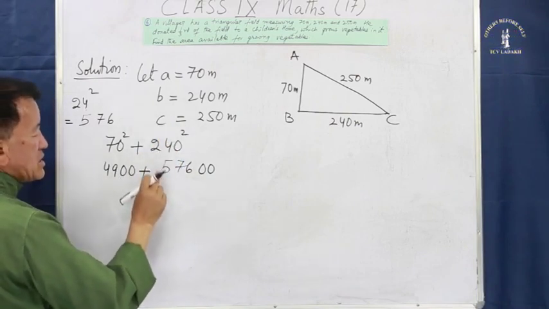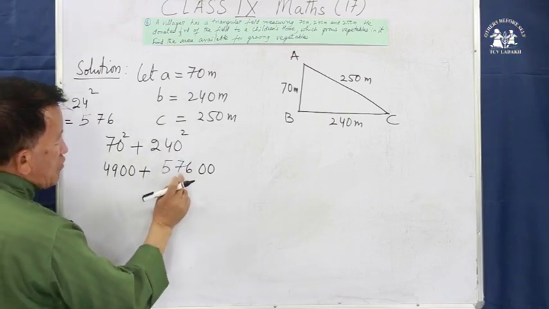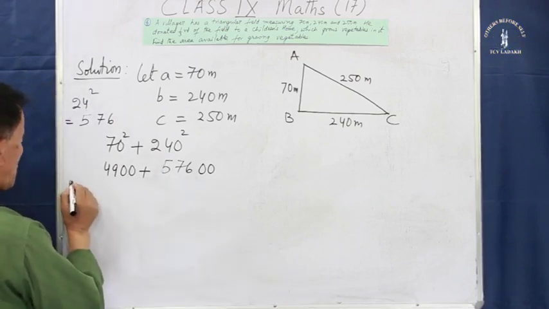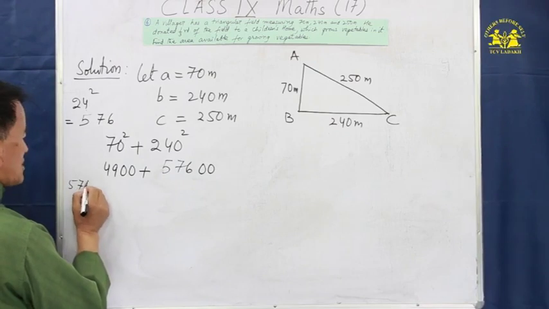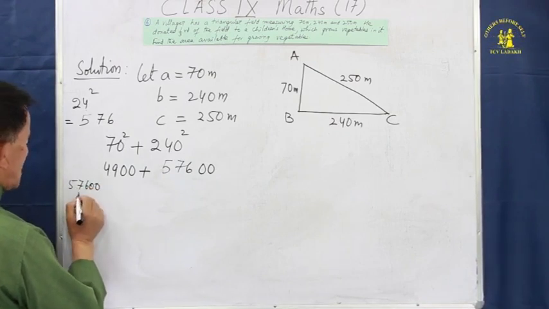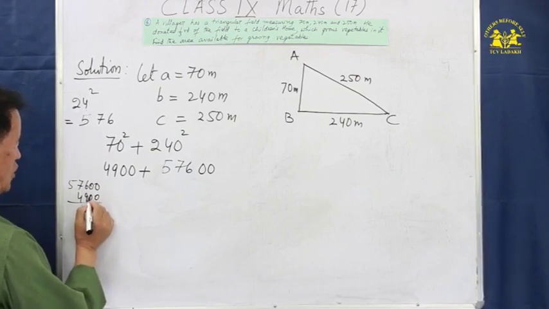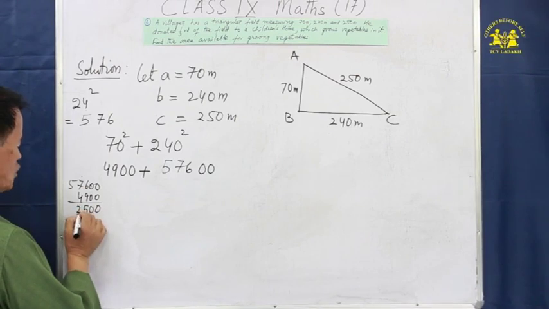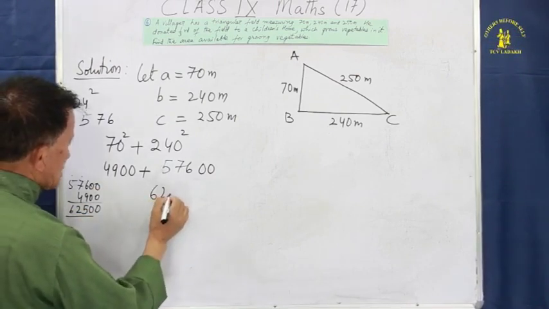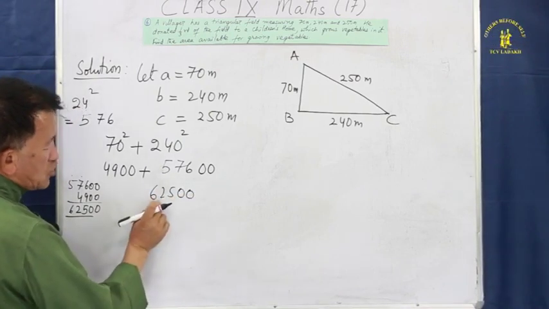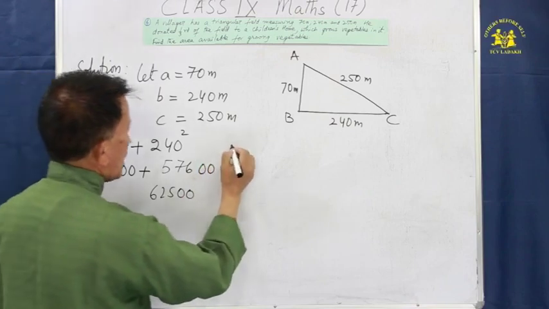So 240 squared is 57,600. So let's add 57,600 plus 4,900. So 0, 0, 6 plus 9 is 15, carry 1, 7 plus 4 plus 1 is 12, carry 1, 6. So that is equal to 62,500. Okay, now let's square 250.